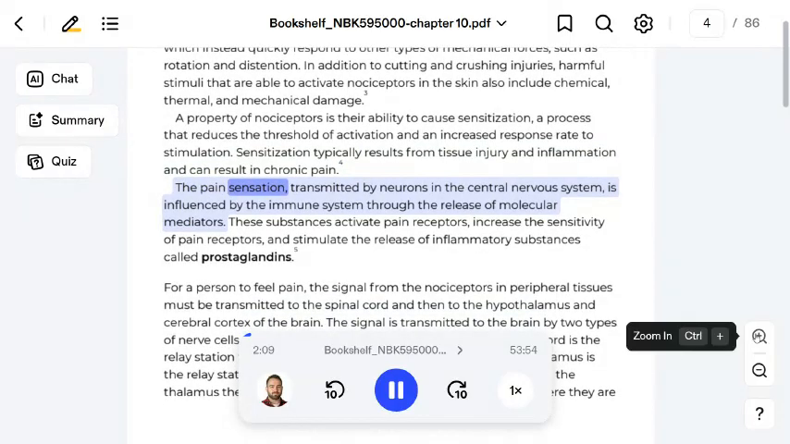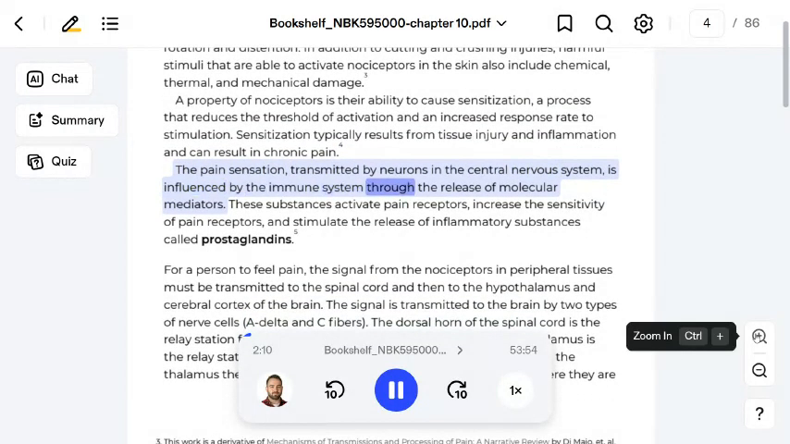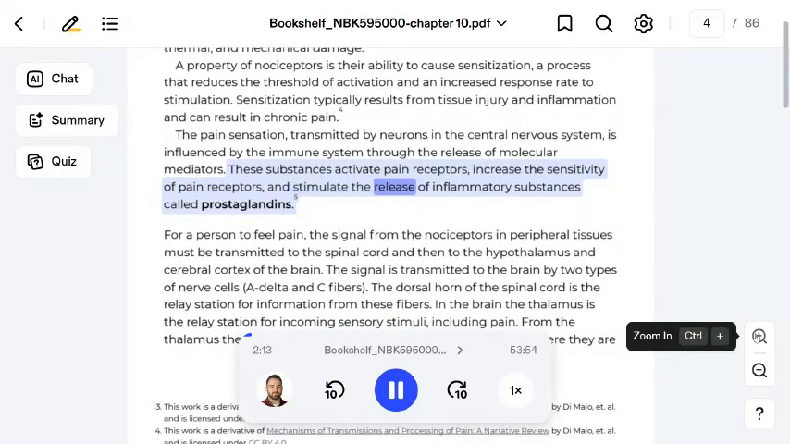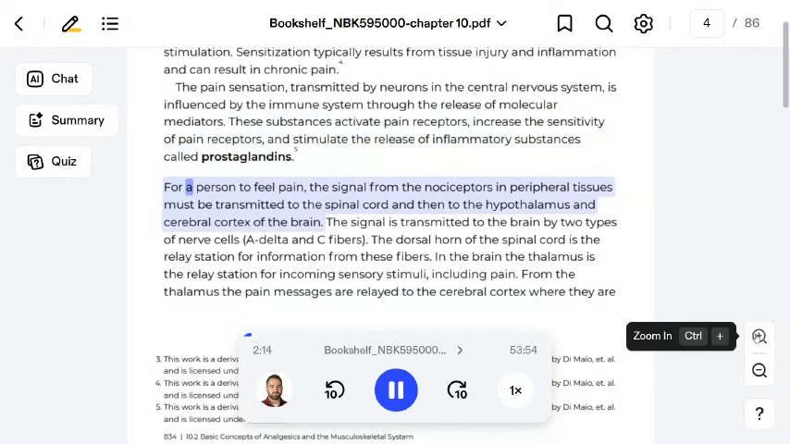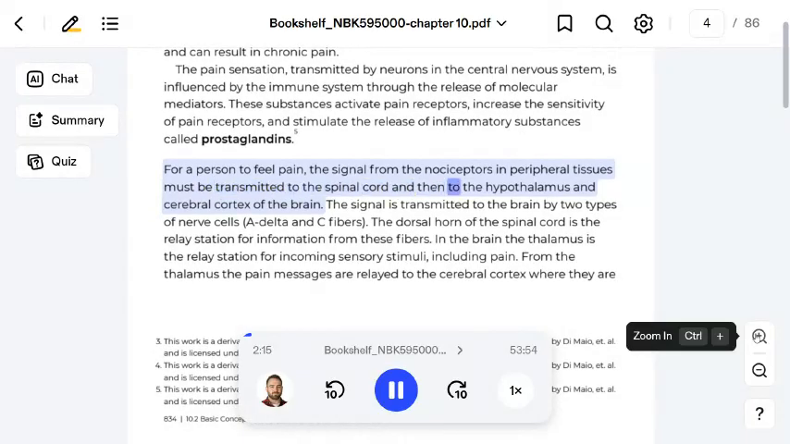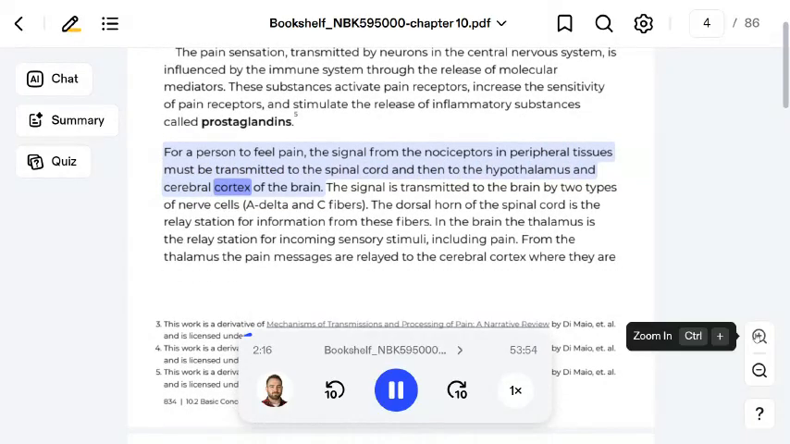The pain sensation transmitted by neurons in the central nervous system is influenced by the immune system through the release of molecular mediators. These substances activate pain receptors, increase the sensitivity of pain receptors, and stimulate the release of inflammatory substances called prostaglandins. For a person to feel pain, the signal from the nociceptors in peripheral tissues must be transmitted to the spinal cord and then to the hypothalamus and cerebral cortex of the brain.